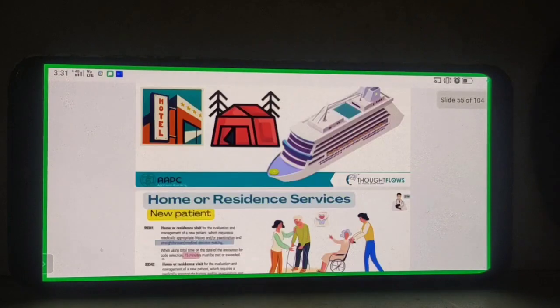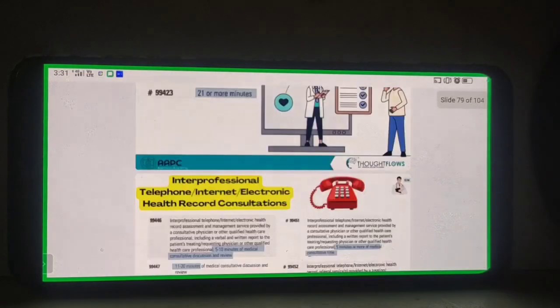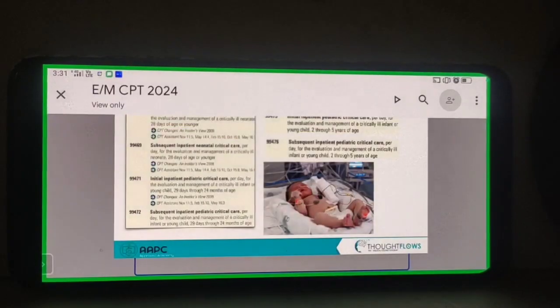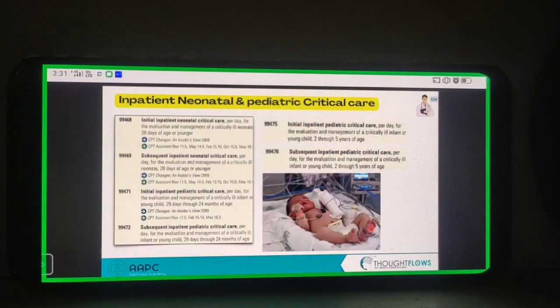Did you understand, guys? Yes. Because the patient has a very critically ill or injured condition, only then can we apply the critical care code.